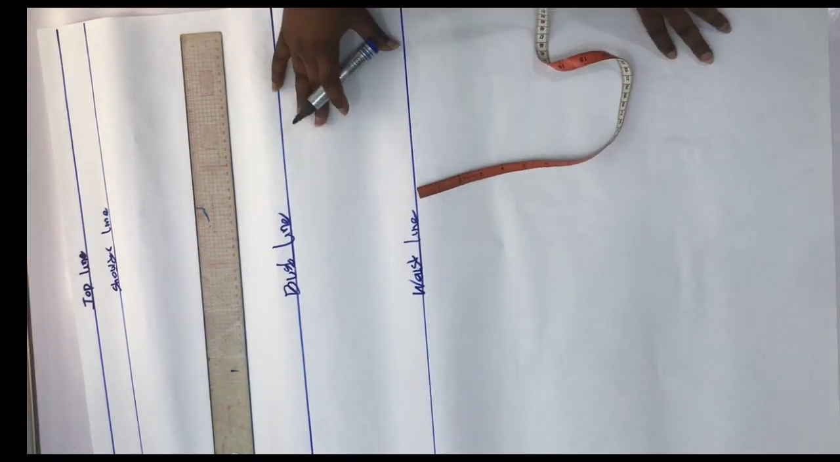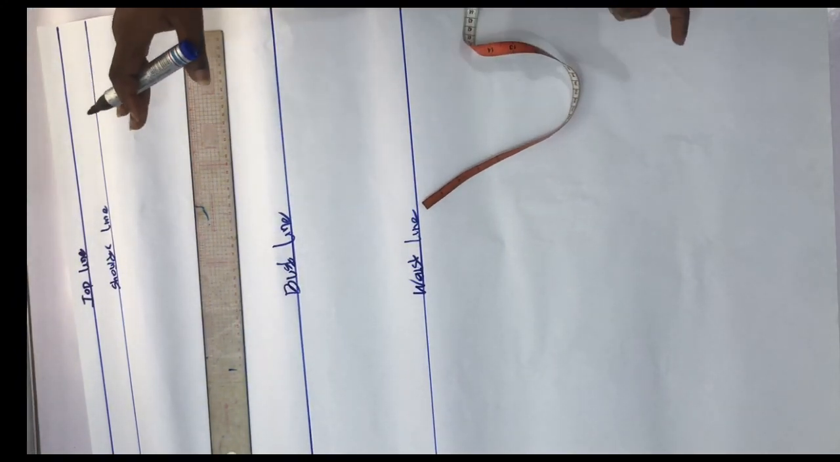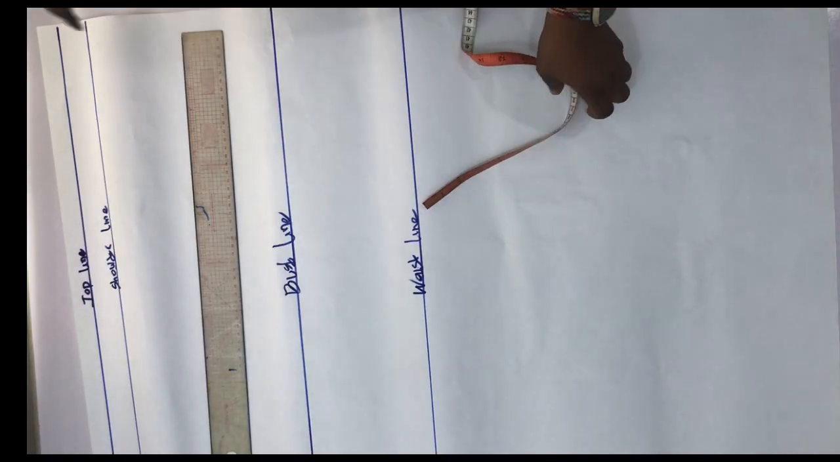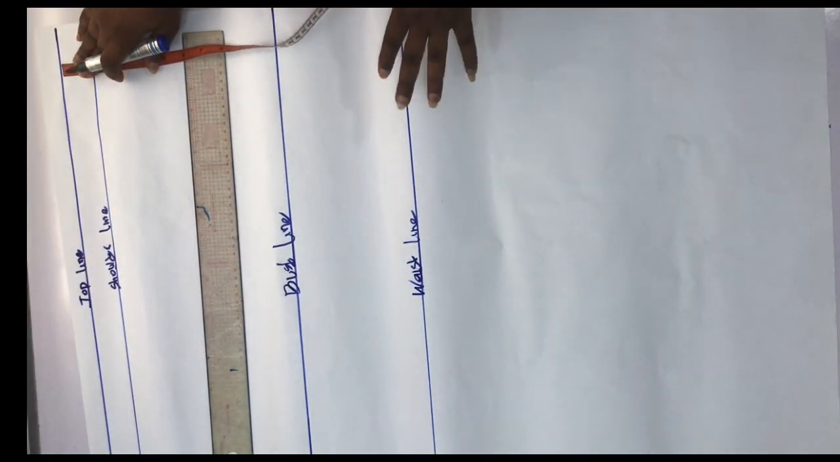So after labeling, I'm going to go ahead to get our hip length. Now, my hip length is 10, so I'm going to mark 10 inches from the waistline. Then I'll mark across the paper and draw the line.